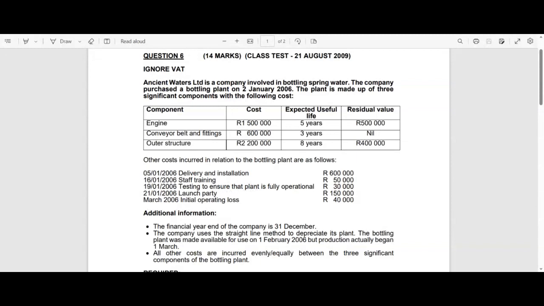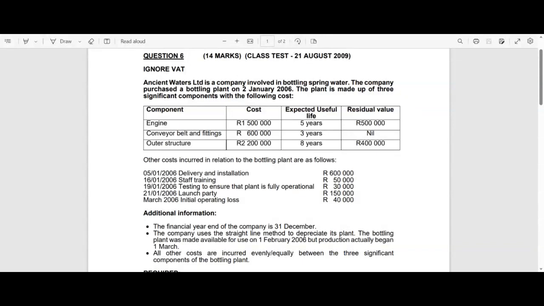By the way, if you have a look at the notes that we've written where it discusses directly attributable cost, this one is actually specifically mentioned there. Why is it specifically mentioned there? It is one of the examples also used in IAS 16. So testing to ensure that the plant is fully operational.